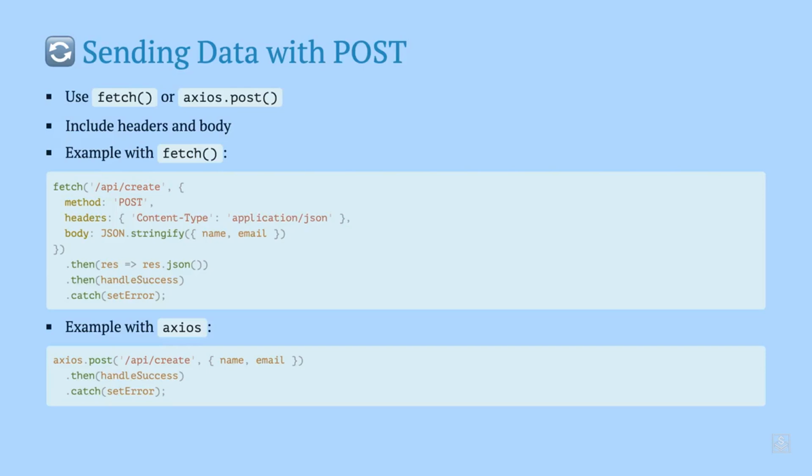With Axios: axios.post('/api/create', {name, email}). Axios handles headers and body formatting automatically. Both return promises. Use then to handle success and catch for errors. This is useful for form submissions, creating records, or sending user input.